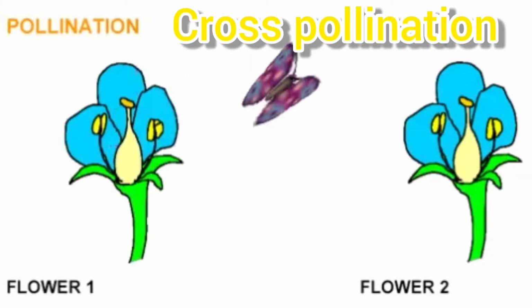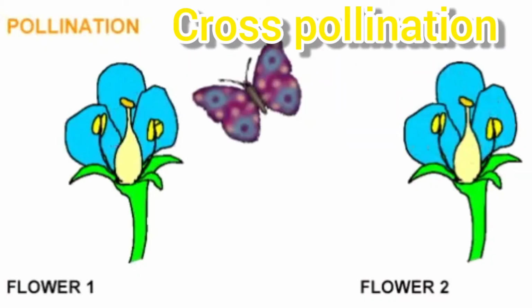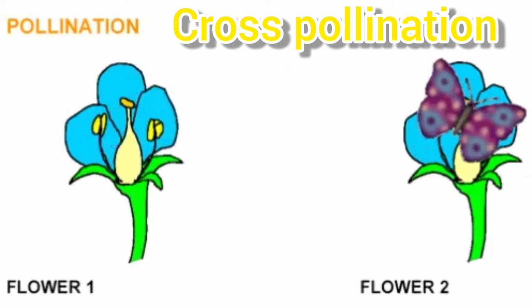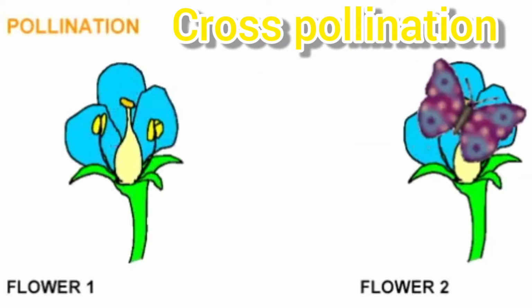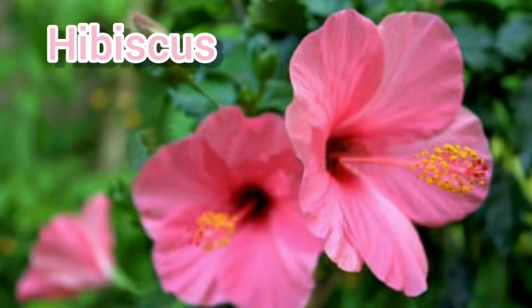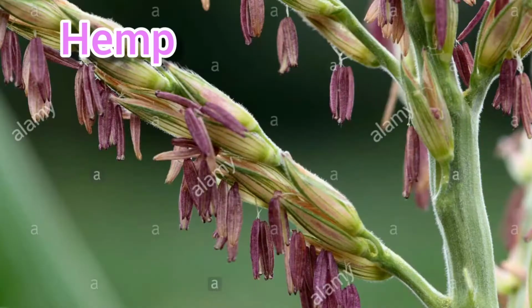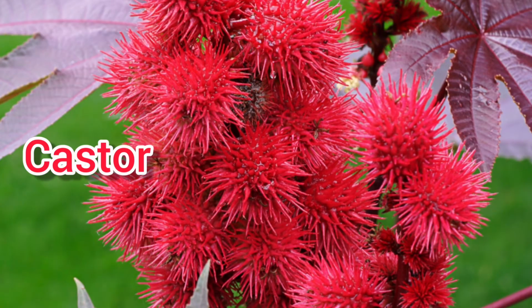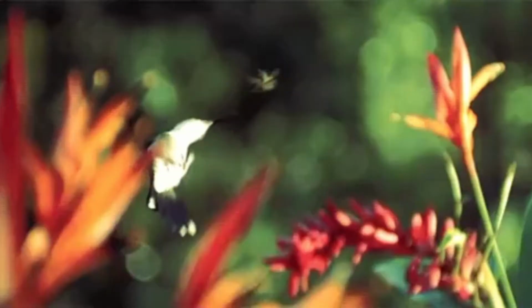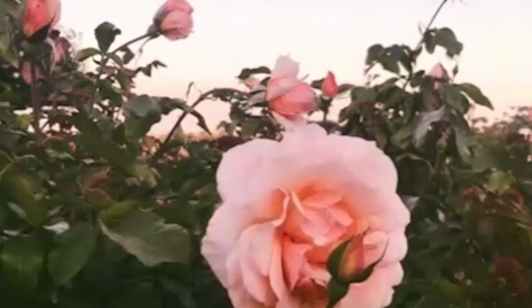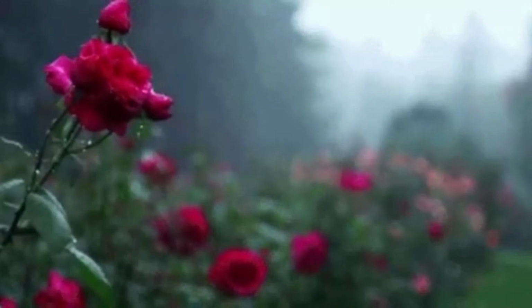Cross-pollination is the transfer of pollen grains from the anther of one plant to the stigma of a flower of another plant, but of the same species. It may take place in China rose, hemp, maize, castor, etc. Cross-pollination may be completed with the help of insects, birds, wind, or water.